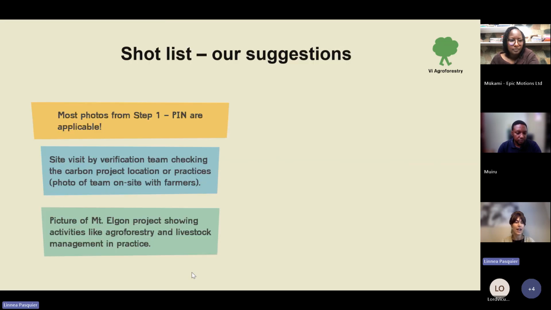And like I said here, most photos from step 1 are also applicable here. A site visit by the verification team could also be included, checking the carbon project location or practices. It could be a team on-site visit. It could also be a picture of the Mount Elgon Project showing activities like agroforestry and livestock management in practice. And these are, like I said, also aligned with the PIN.